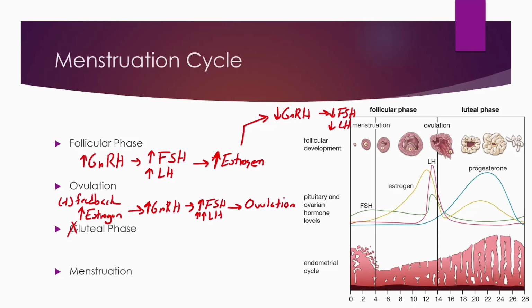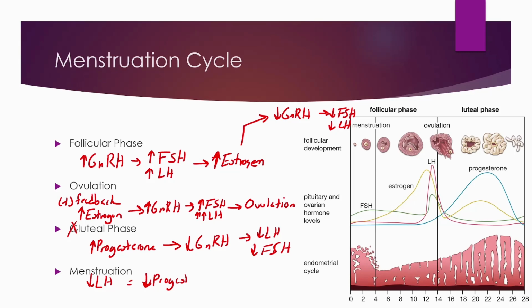So I'll write just here, I'll finish it off because I already wrote it for these two. So an increase in progesterone causes a negative feedback loop leading to a decrease in GnRH and a decrease in luteinizing hormone and FSH. Finally, right here, since there's a decrease in LH, there's going to be a decrease in progesterone, which will eventually cause sloughing off, or menstruation.